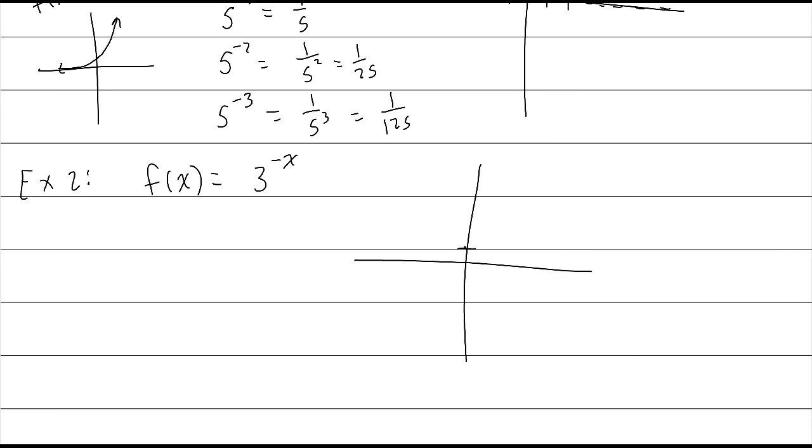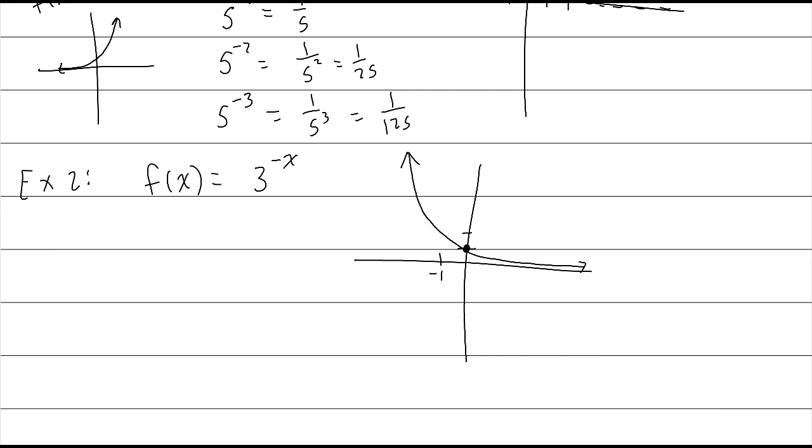We know it crosses at 0, 1, unless we started adding stuff outside of this. If you plug in 0, you get 3 to the 0, which is 1. Instead of doing this, I want to reflect it, so I want it to go the opposite direction. It's going to go up this way and then hug the x-axis going that way. It looks something like that. That might be the best one I've ever drawn in my life. Congratulations.